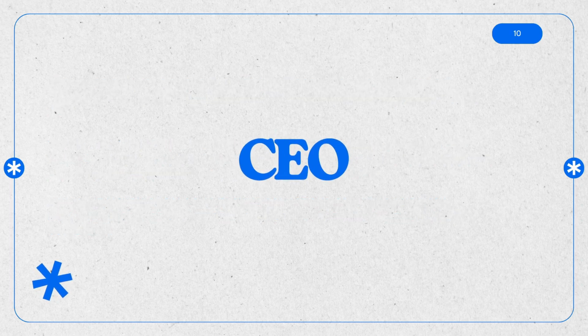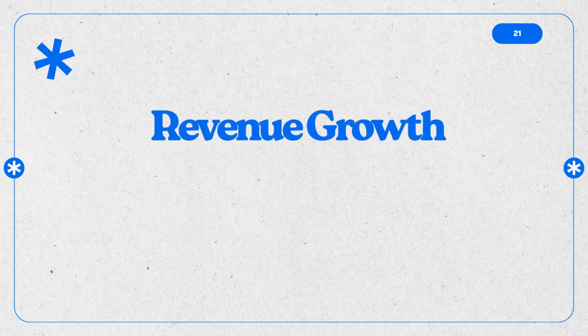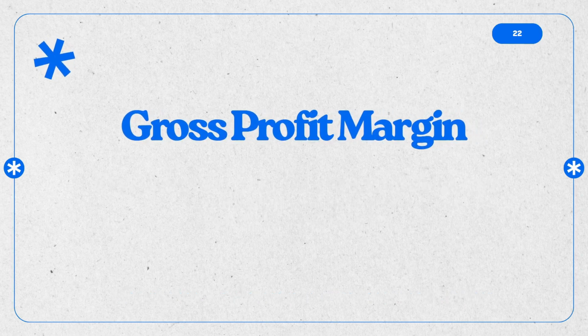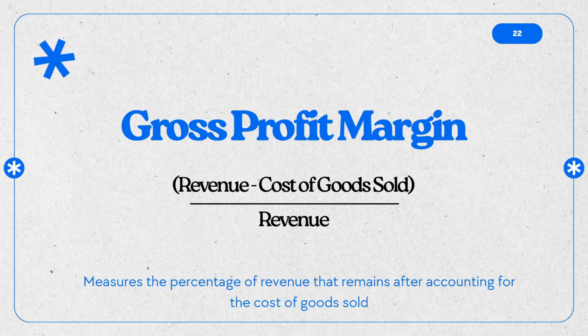Next category is CEO. What financial metrics should a CEO see? And we have 10 under it. First one coming is revenue growth. Current period revenue minus previous period revenue divided by previous period revenue measures the increase in revenue from one period to another. Gross profit margin, revenue minus cost of goods sold divided by revenue.